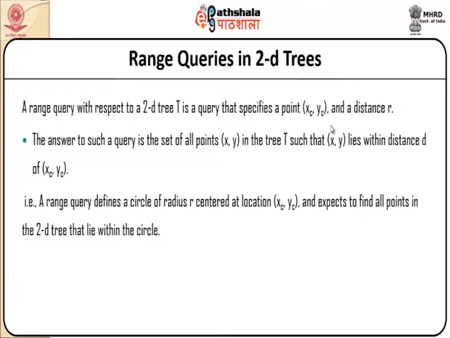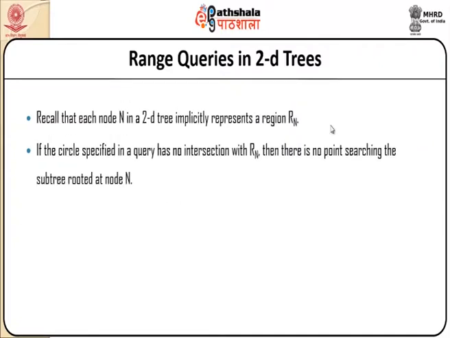Say at times I am landed at a particular location and I want to find out any specific location around 2 kilometers. So, r is supposed to be 2 and any location surrounding 2 kilometers needs to be correctly identified. In that particular case, this point becomes xc, yc and r is defined as 2 kilometers. Recall that each node n in the two dimensional tree implicitly represents the region Rn. If the circle specified in the query has no intersection with Rn, then there is no point searching the subtree rooted at node n.